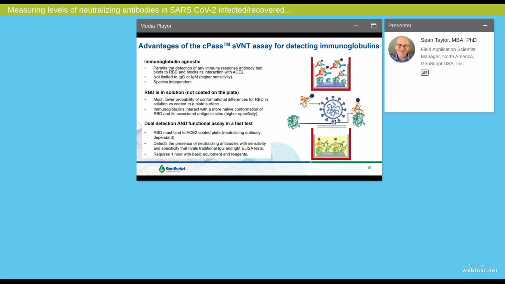The other advantage of using the RBD is that the RBD is highly immunogenic. It's one of the most immunogenic components of the spike protein and of the virus itself in terms of an immune response. So if a person or an animal launches an immune response, there's a very, very high probability that they will generate neutralizing antibodies to the receptor binding domain. So this was chosen very specifically as a consequence of this so that we would be able to measure the response very well.